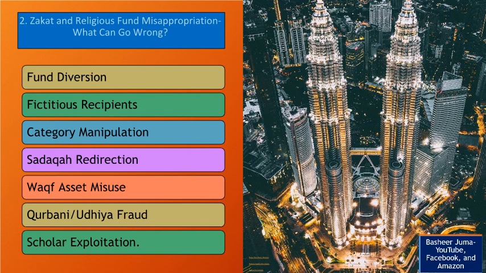Sadaqah redirection. Using sadaqah funds for unauthorized purposes. Waqf asset misuse. Using waqf, endowment, property or income improperly. Qurbani, udhiyah fraud. Collecting for sacrificial animals that are never purchased. Religious scholar exploitation. Using imam or scholar credentials to approve improper distributions.